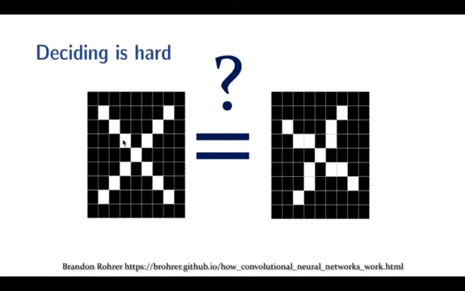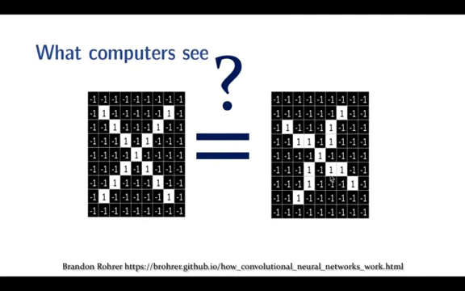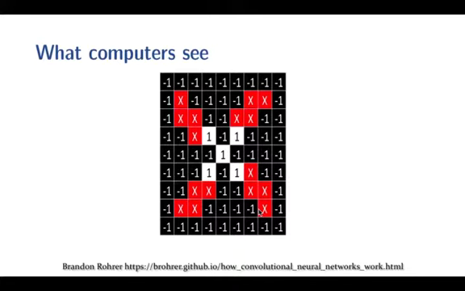So this might be actually a hard problem to say. This is also an X and this is also an X. Okay. So in a computer you have numbers. So I've denoted all the white pixels by one and all the black pixels by minus one. Let's say we take that representation. So how do we tell that they are similar?